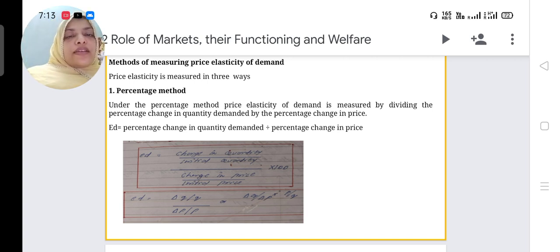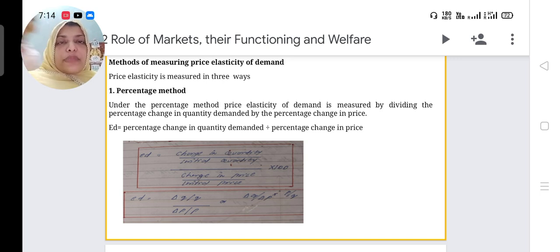Good morning. Now we can discuss methods of measuring price elasticity of demand. Price elasticity means the degree of responsiveness of change in quantity demanded due to change in price. Price elasticity can be measured in three ways. First method is the percentage method.